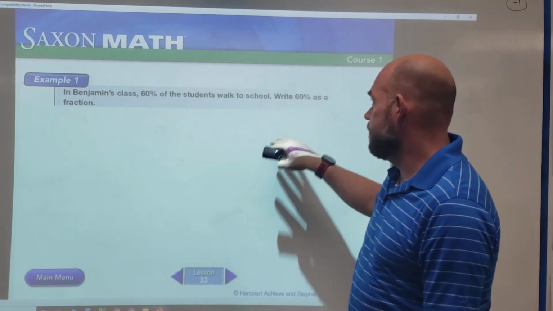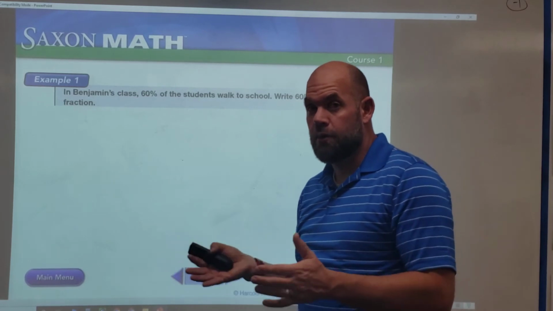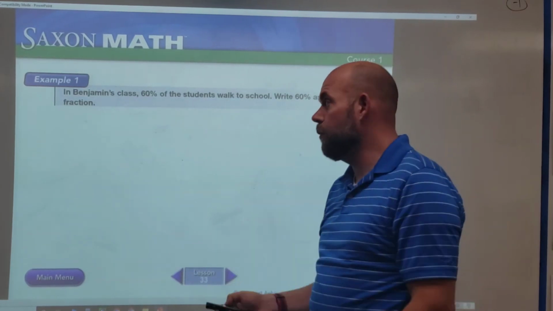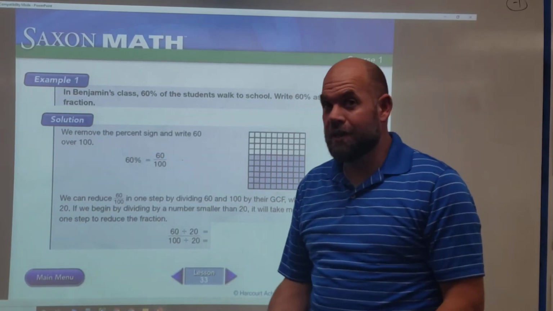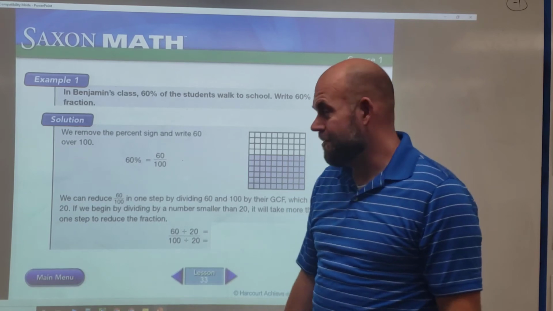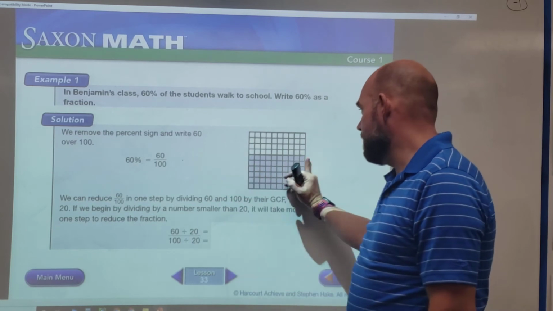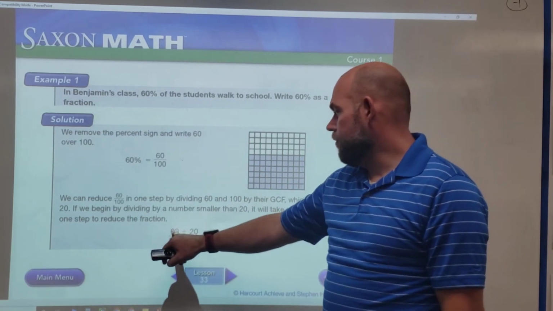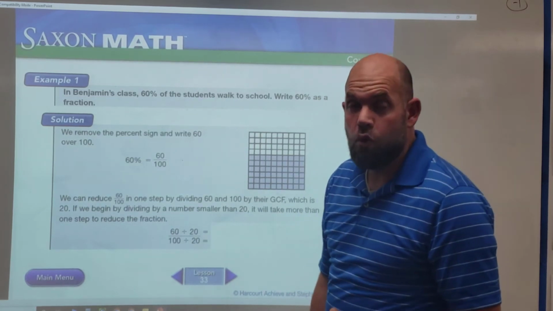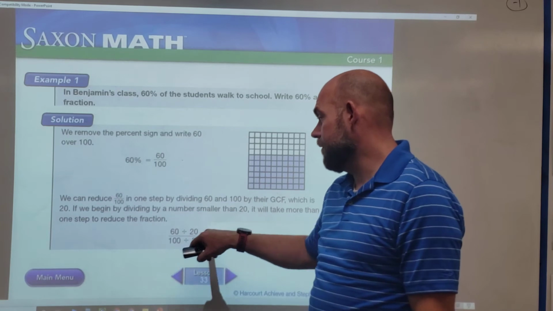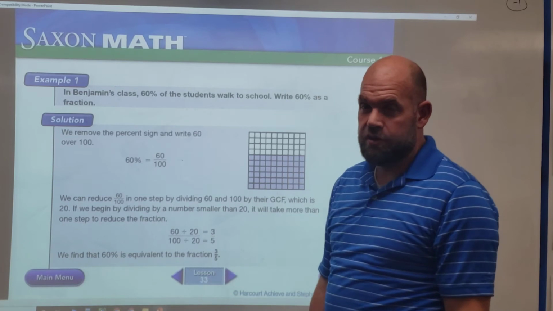So let's do it here. Benjamin's class, 60% of the students walk to school, write 60% as a fraction. Remember, 60 of 100, or per 100, would simply be 60 over 100. You could draw it out if you want to spend all day drawing a picture. It's not going to help you solve this any faster. I guess you can visualize 60 out of 100. 60 is the bigger part. The greatest common factor of 60 and 100 is 20. So 60 divided by 20 is 3. 100 divided by 20 is 5. So 3/5 is our reduced fraction.